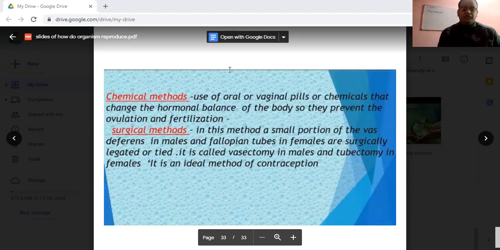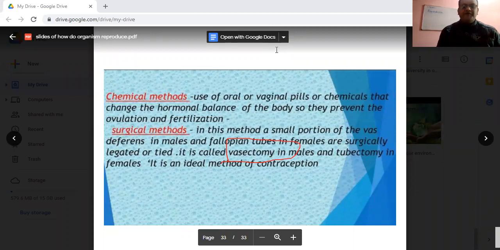Next is the surgical method. So what happens with the surgical method? In the surgical method there are two types. One is called vasectomy. From the name itself it should be clear to you with whom it will be performed. Can you tell me, students, from the name, is vasectomy done in case of male? Very good. How did you get this clue that it is done in case of the male?